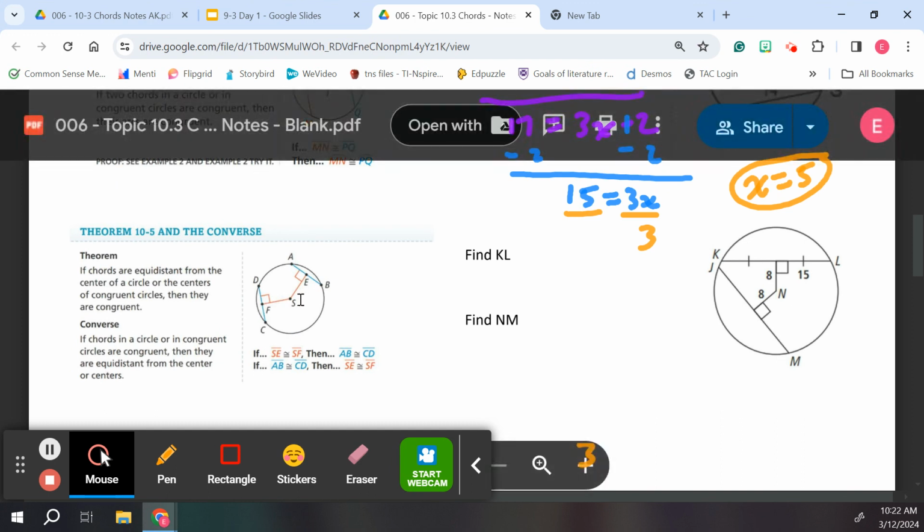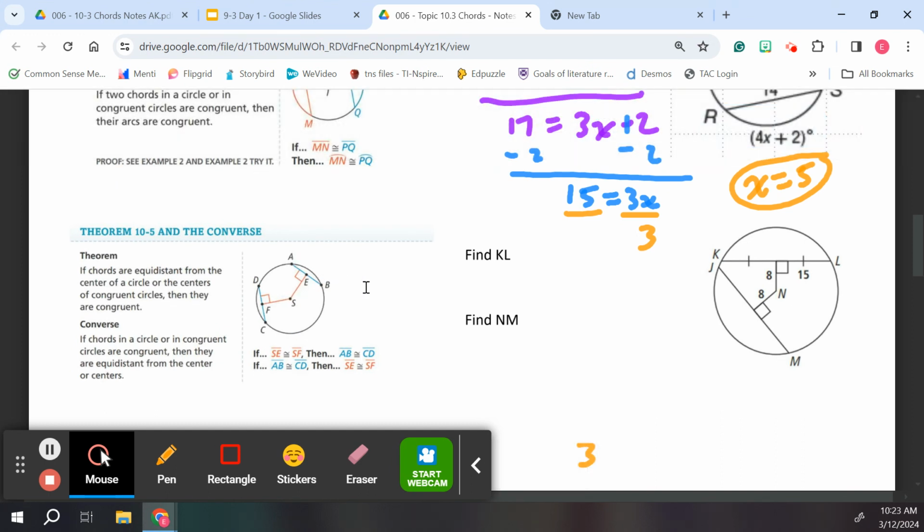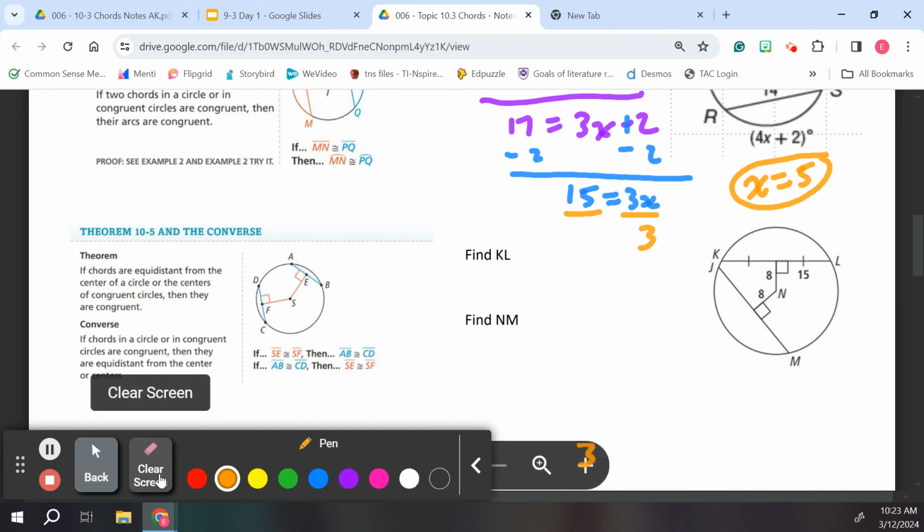Also notice here, do you guys remember when we talked about the tangent lines and how they were perpendicular to form those right triangles? This also is perpendicular to those chords, okay? So please keep that in mind as we work on this.